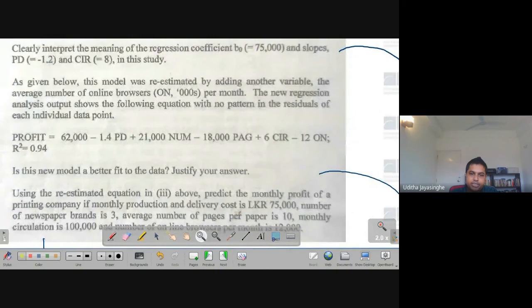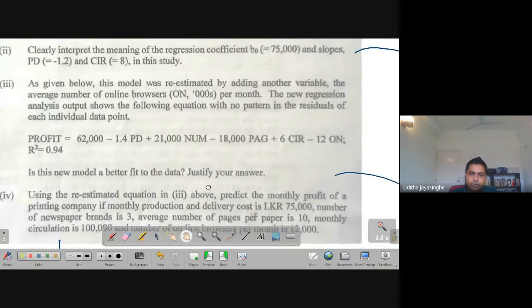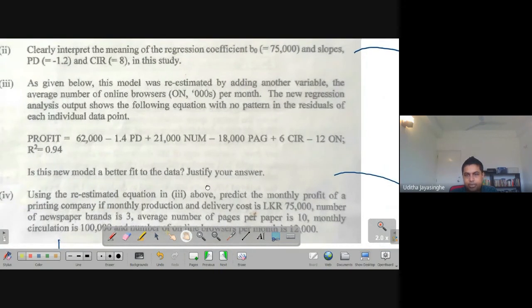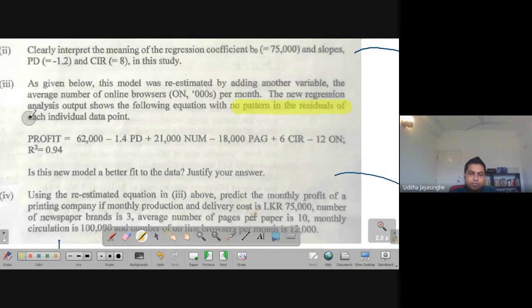So the new regression analysis output shows the following equation, with no pattern in the residuals of each individual data point. See, the examiner is very clear, saying that there is no pattern in the residuals of each individual data point. So that is the broad idea, saying that this is a fine model, and any other linear relationship cannot be observed.